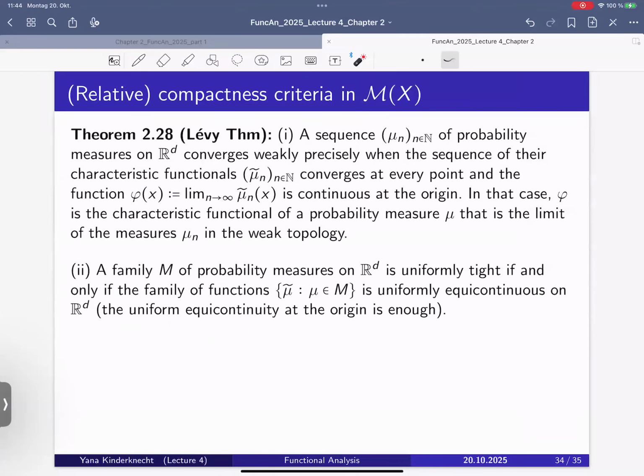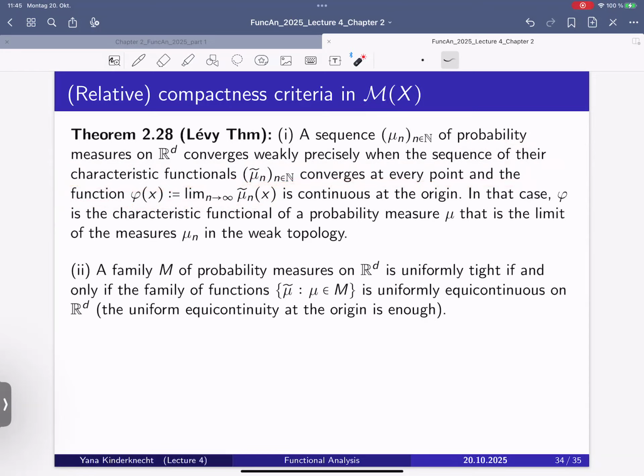Okay, I guess there are just a few words left. Theorem 228. A sequence mu n of probability measures on R^d, not in an abstract X, but on R^d, a very nice space, converges weakly precisely when the sequence of their characteristic functionals converges at every point. And the function phi, which is the limit of the characteristic functionals or Fourier transforms. The characteristic functional is the same as the Fourier transform of the measure.